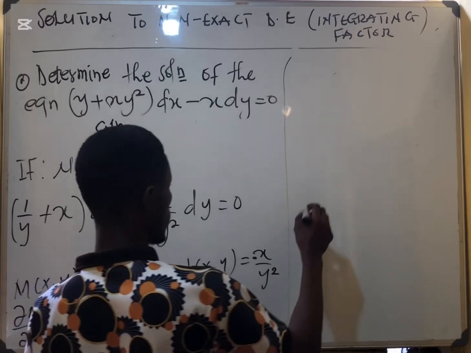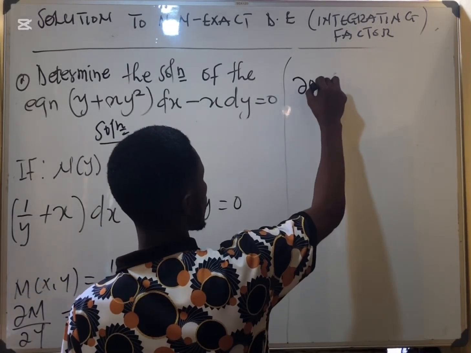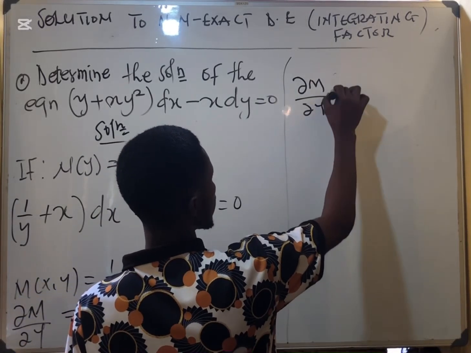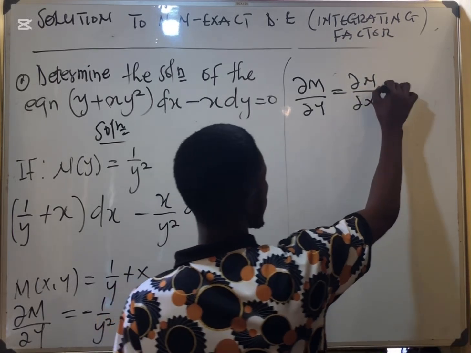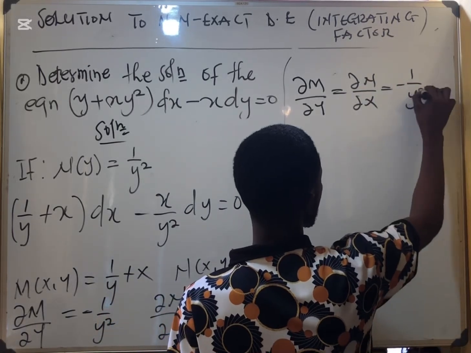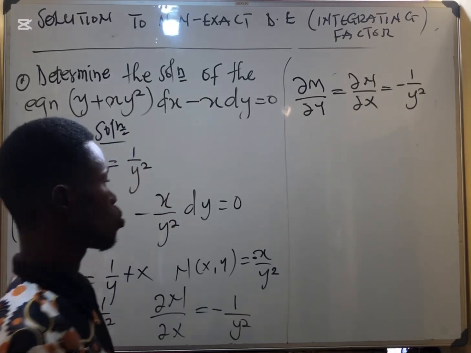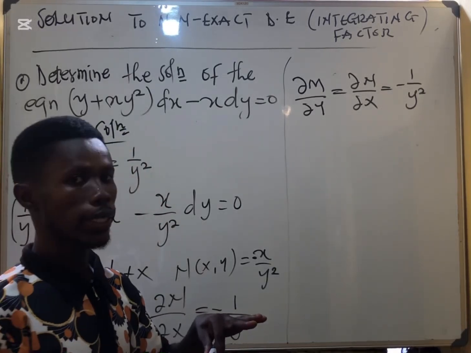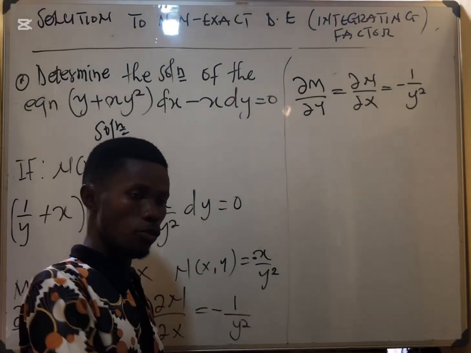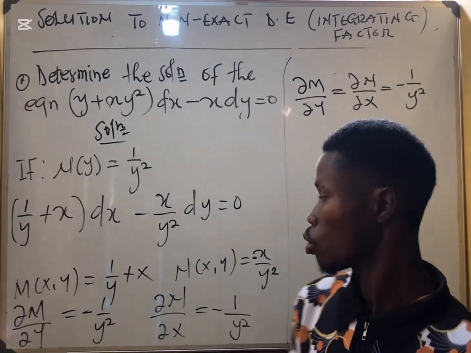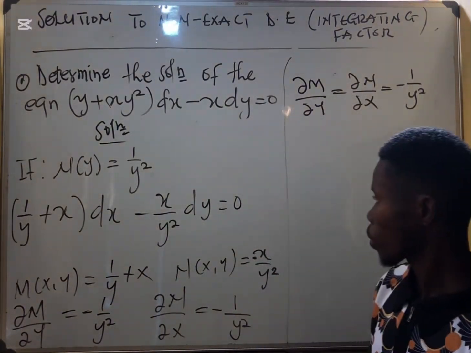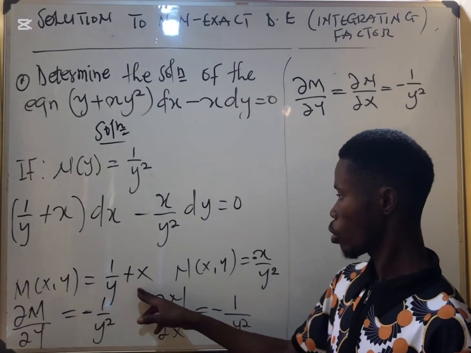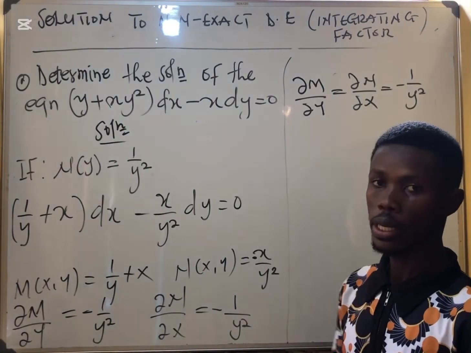So at this point, we can say that delta M delta y is equal to delta N delta x, which is equal to negative 1 over y squared. So you see that we are able to reduce it to exact. Now they are the same. So we now follow the normal procedure that we used to solve. Now let's continue. This is our M, equal to this. This is our N, right?